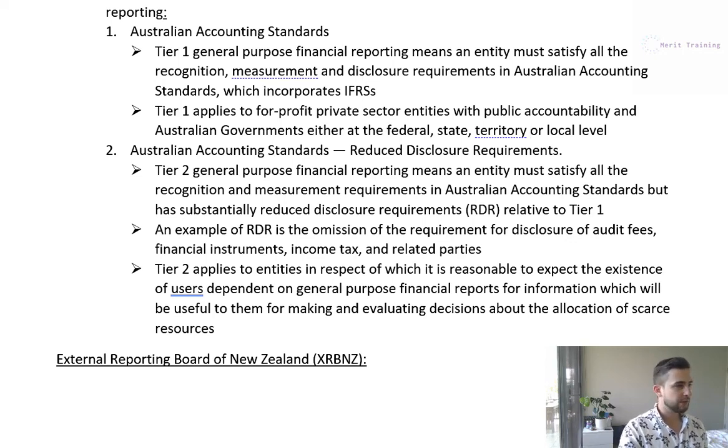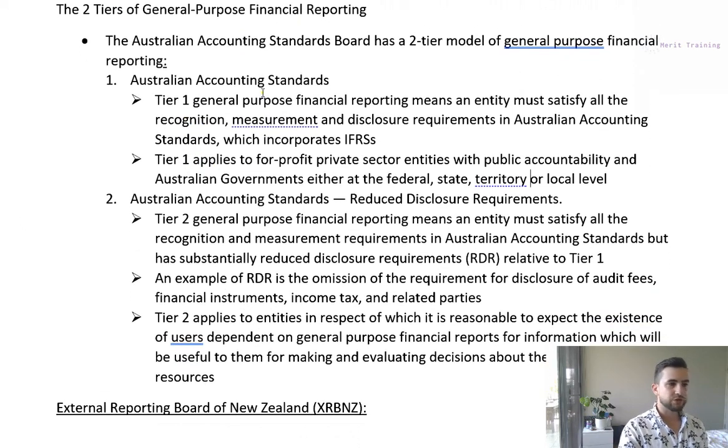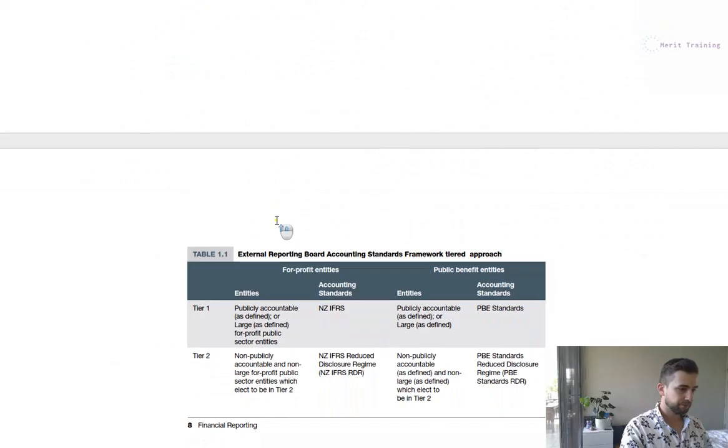So basically, just to recap, there's a two-tier model under the Australian Accounting Standards about how much reporting a general purpose financial entity needs to submit to the government so the information is available to the public. There are two levels in Australia. Number one is Tier 1, where they need to report a lot. And number 2 is reduced disclosure requirements for certain entities, which don't have to submit certain information. So it's reduced disclosure, basically.